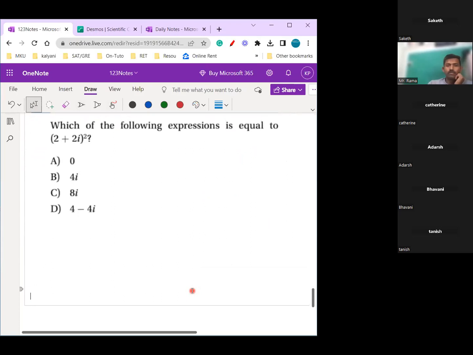Okay, Bhavani, can you please read this question for us? Which of the following expressions are equal to (2 plus 2i) squared? Just like we did at practice, and this is the SAT question they can ask you at this tempo. Let's give it a try and see what you guys get.